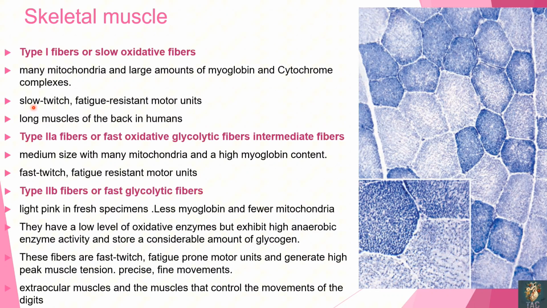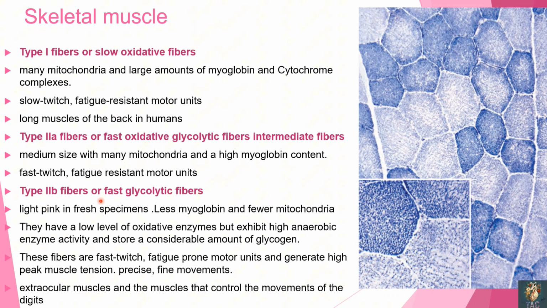So these muscles are slow twitch and fatigue resistant motor units. This is a very important point because these are the muscles of the back in humans and help to maintain the posture. So these are the fatigue resistant and slow twitch muscles. These are type 1 fibers. Then type 2A fibers are the fast oxidative glycolytic fibers, intermediate type. They contain a moderate or intermediate amount of mitochondria and high myoglobin. They are fast twitch as compared to the slow twitch of the type 1 fibers, and fatigue resistant just like the type 1 fibers.